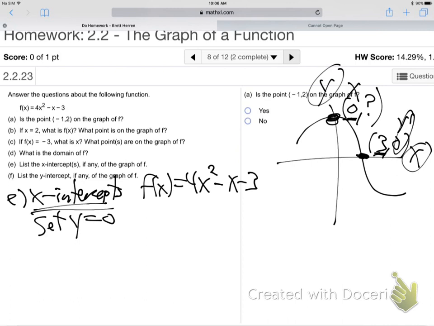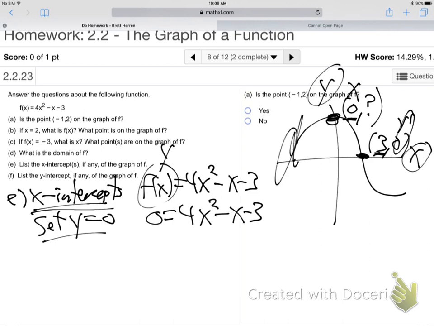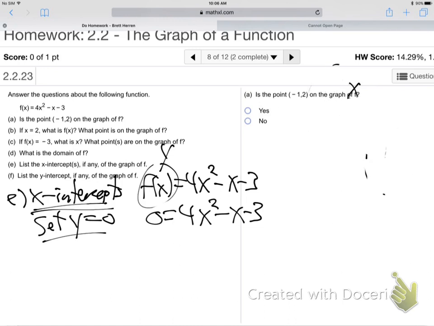So they want x-intercepts. I just make y 0. Where's y? Right here. Make that 0. So let's do that. All right, and then I need to solve that. How do you solve that? You're either a good factorer, and you do that, or you do the quad. I'm going to do the quad.